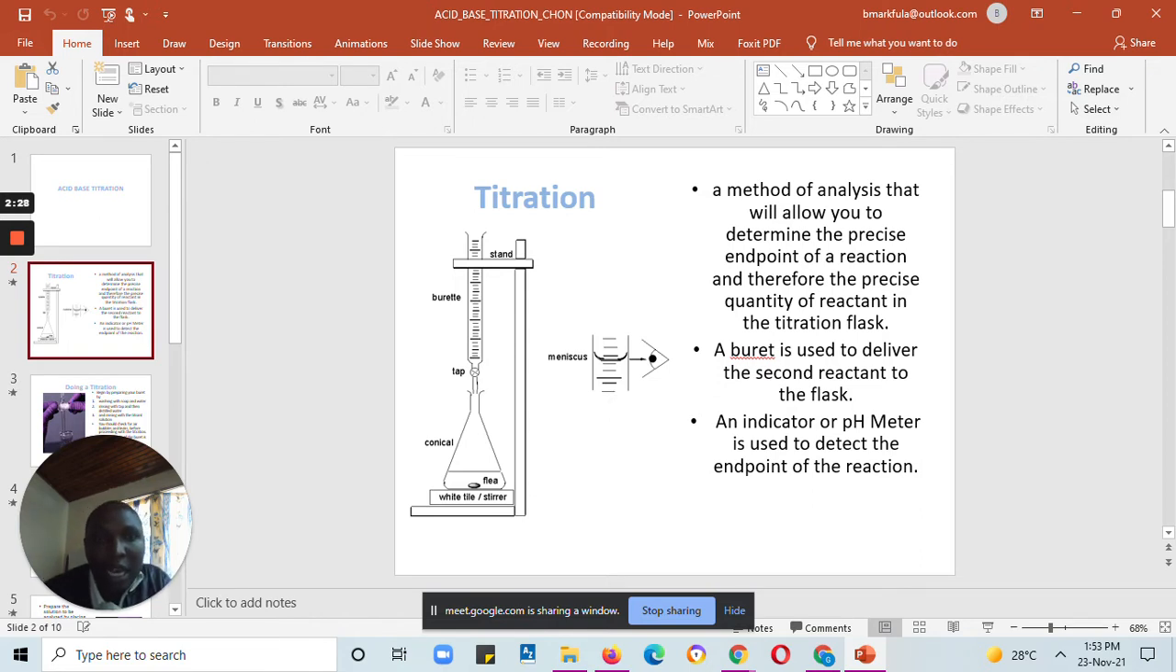We have a burette. The burette should also be calibrated, and it is used to deliver the second reactant to the flask. As I said before, that is a standard solution, which is the acid. We also have an indicator for titration, or you can use a pH meter to detect the endpoint of the reaction.